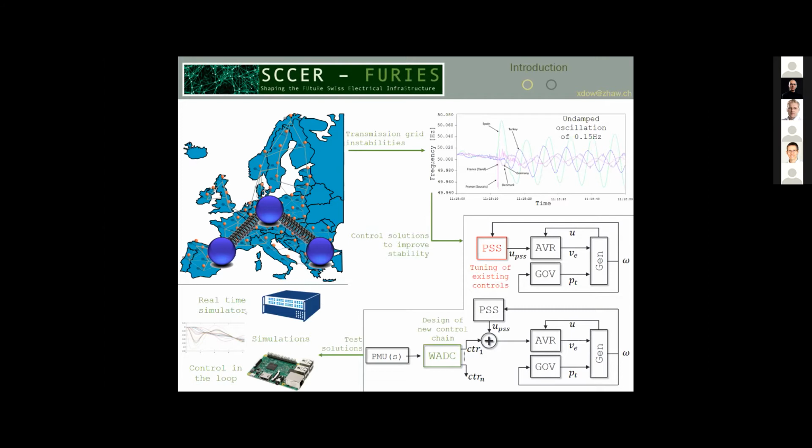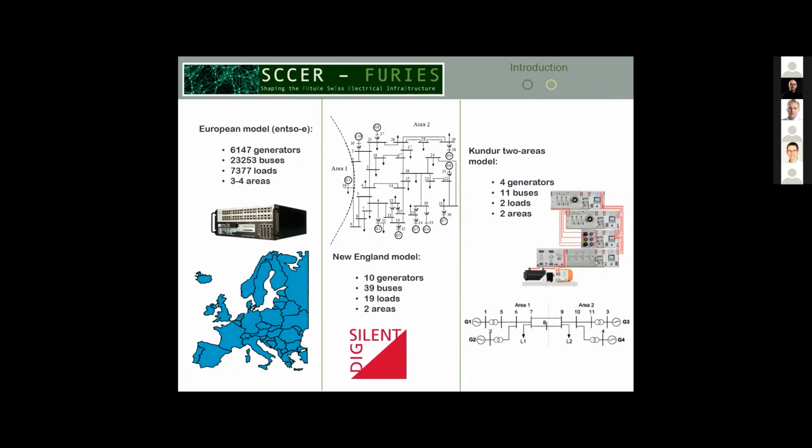Just to give you a quick overview of the kind of models that we have for transmission stability, we have some very big models. I think this one is the biggest one, the European model, the so-called ENTSO-E initial dynamic model, with more than 6,000 generators, 23,000 buses, 7,000 loads, and 3 or 4 areas. So this model represents the European grid.